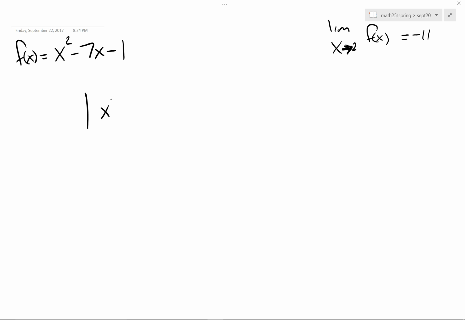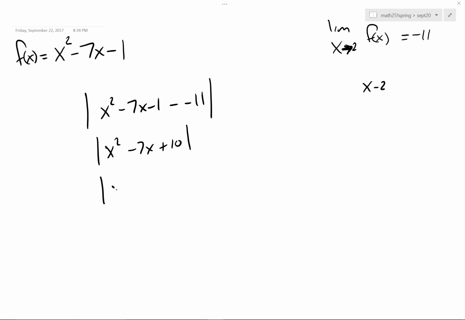Well, if that's true, then this guy should be able to be rewritten as something times x minus 2. X squared minus 7x plus 10. Plus 10? Nope, that's right. I was freaking out. Why isn't that working? It is working.